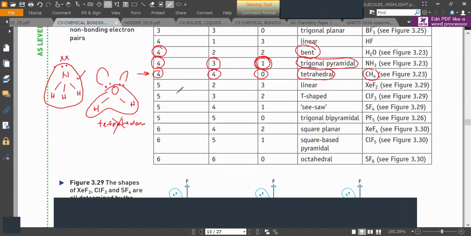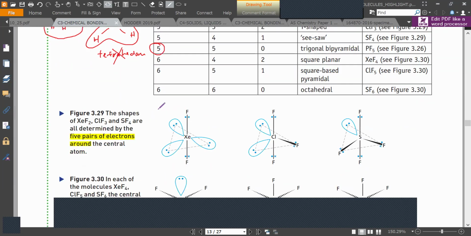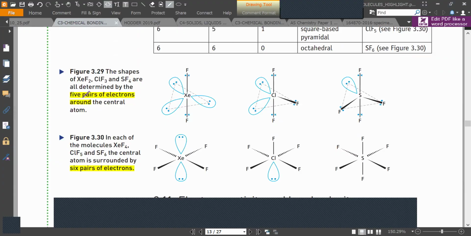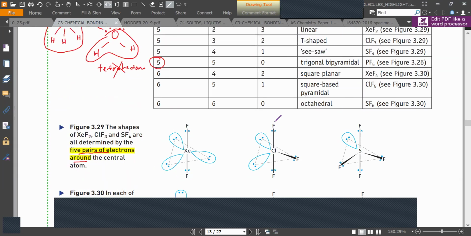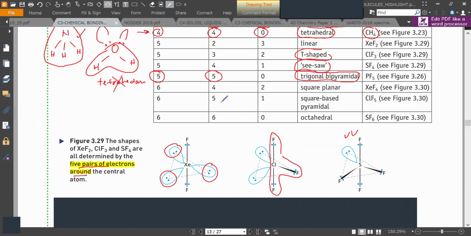Another example here. 5 groups of electrons. We can see this example here, 5 pairs of electrons. If we have all bonding pairs, we will have trigonal bipyramidal. But if we have one lone pair, we have seesaw. 2 lone pairs, we have T shape. 3 lone pairs, we have linear.